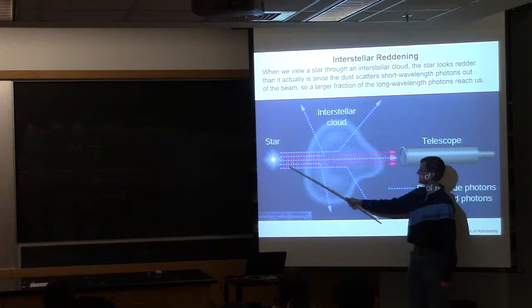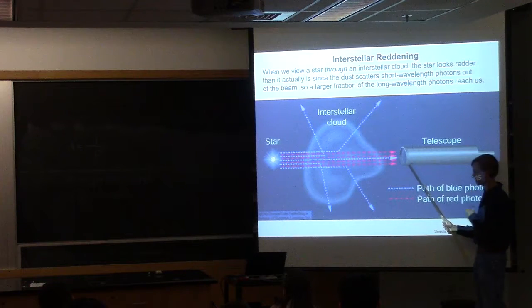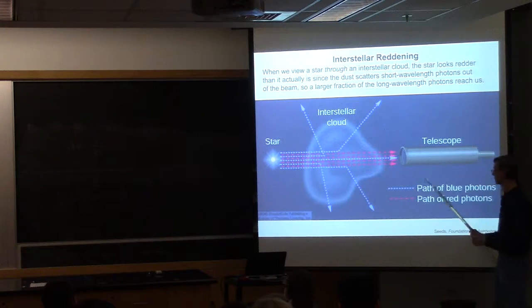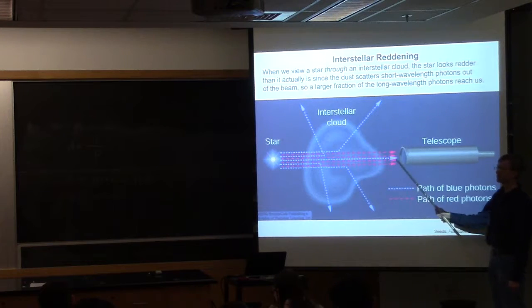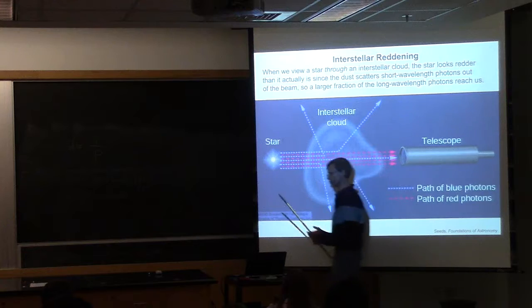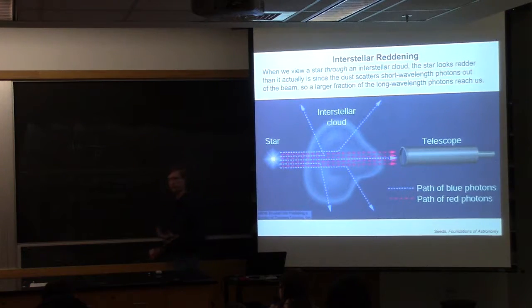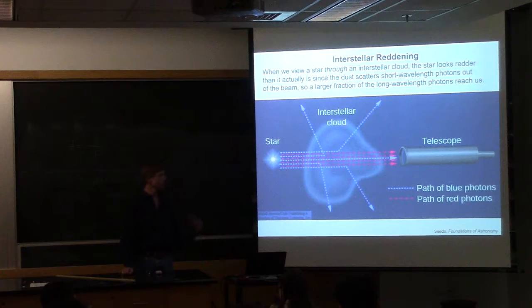So our star is starting out with a nice even mix of red and blue, but by the time the light reaches our telescope, obviously not to scale, a much bigger fraction of the red photons, the long wavelength photons, have made it to us than the short wavelength photons. So the color of the star literally looks different. It looks redder because a bigger fraction of the long wavelength photons have made it through the dust and gotten to us than the short wavelength photons.